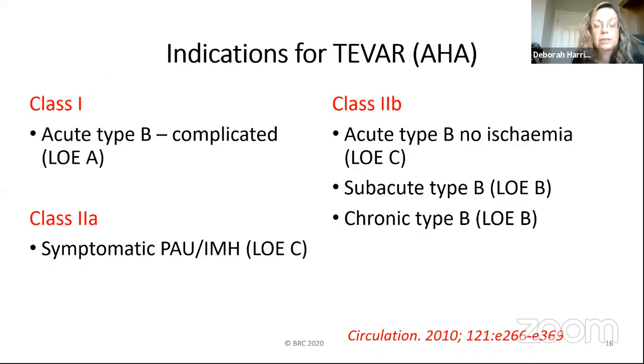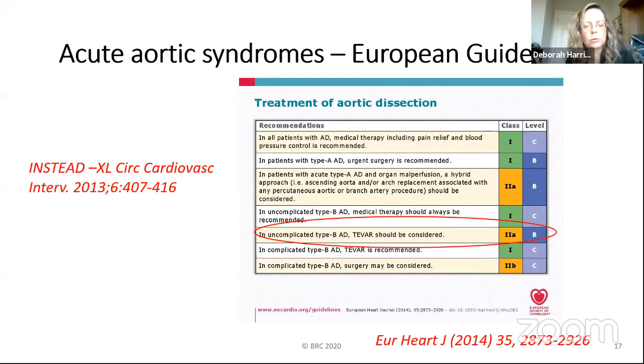Just looking at indications for TEVAR from the American heart guidelines. As we all know, complicated acute type B dissection is a class 1 indication for intervention with endovascular means. It's also reasonable to treat patients with type B penetrating ulcer and IMH with TEVAR. Now, they have suggested that non-complicated type B dissection, i.e. patients with no ischemia, may be considered, a class 2B indication, for endovascular intervention. Now, this has been updated somewhat.